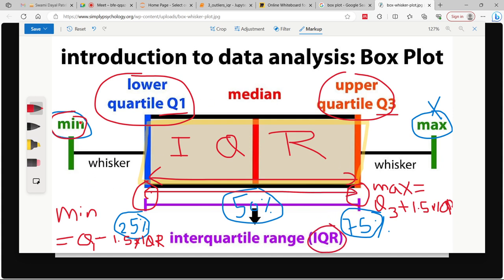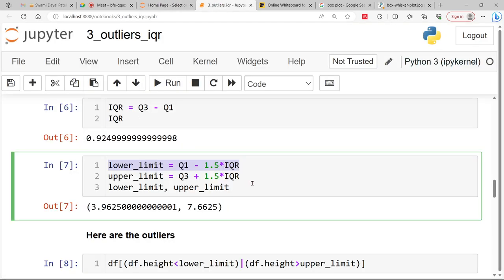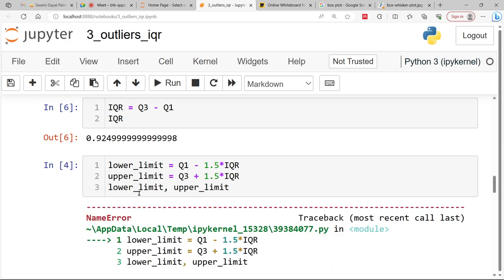Then from this Q1, we subtracted 1.5 times IQR. To this Q3, we added 1.5 times IQR, which is beyond this value. Whatever value you are getting, that is the lower and upper limit. It's not the minimum and maximum directly. Can you analyze this value? This is 3.96 something, right?